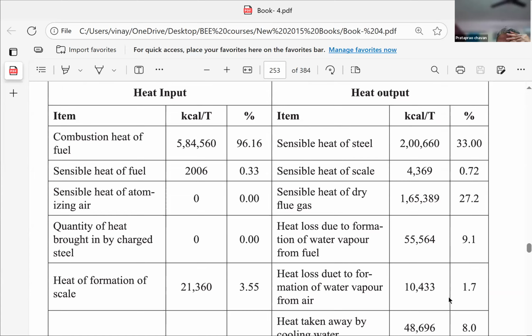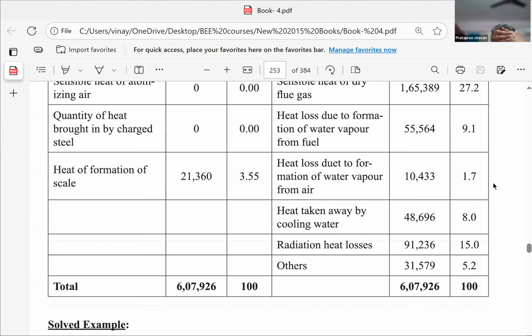And the other are losses. Now you will find the bulk losses, 27%, are because of the exhaust gas, dry flue gas. Now this dry flue gas heat can be recovered. Yes, it can be recovered. And when the usefulness of this high temperature flue gas is effectively, gainfully employed in some other process, you can improve the performance level.